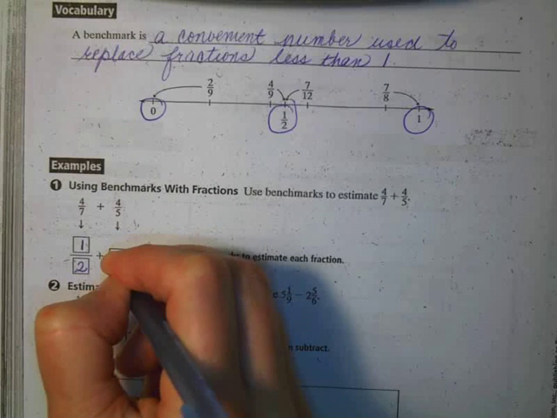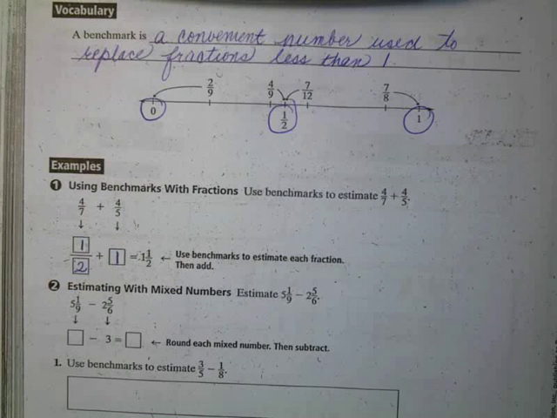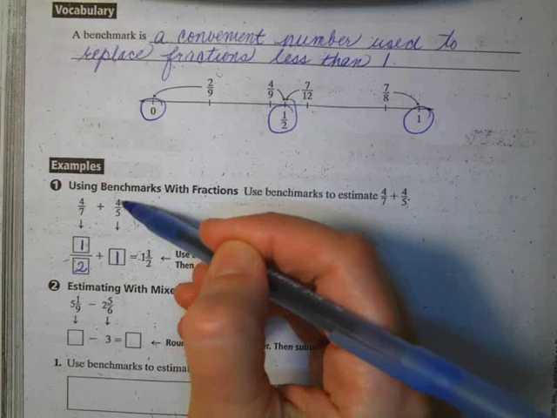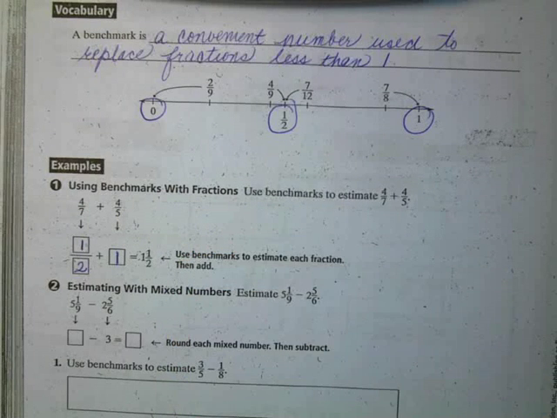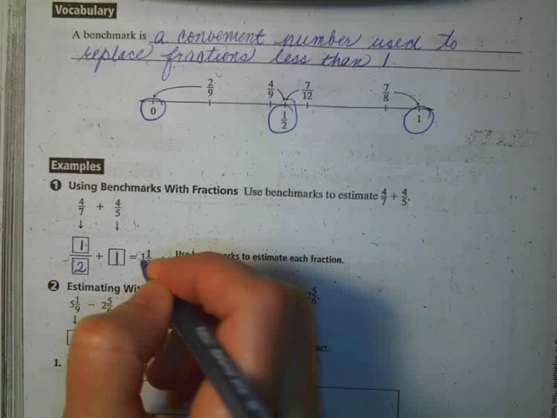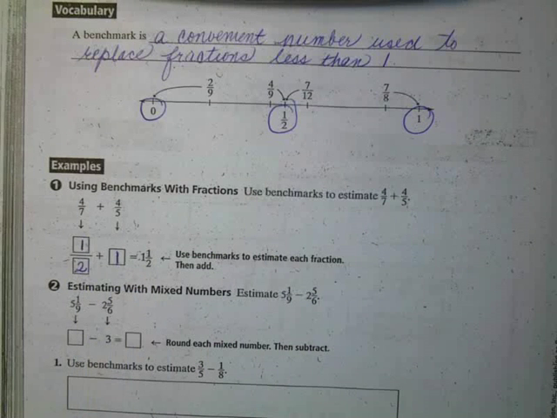4/5 is rounded to 1 whole. These two numbers are neighbors on the number line, 4 and 5. Usually when that's the case, that's going to round up to 1 whole. Okay? So then I add them. 1/2 plus 1 is 1 1/2. So the estimate is 1 1/2 found using benchmarks.